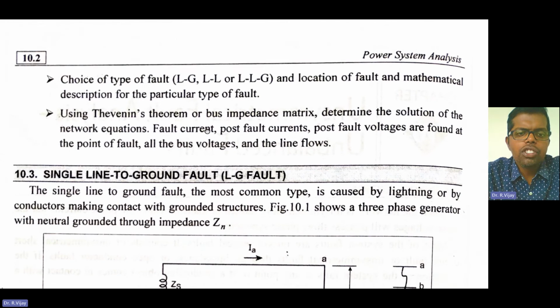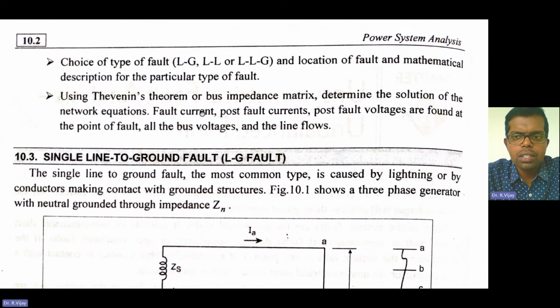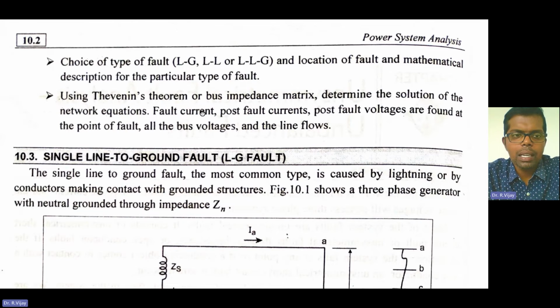Next, choice of type of faults. Choice of types of faults, that is line to ground, line to line, double line to ground, and location of fault, and the mathematical description for the particular type of fault that we need to do.